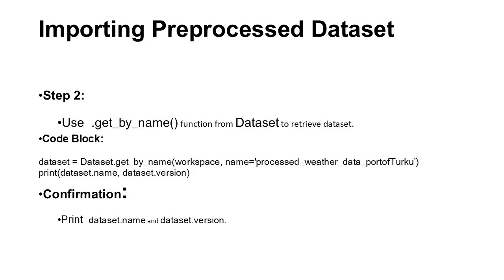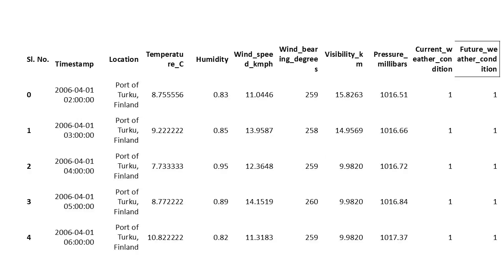So the function used is get by name, that is dataset equal to Dataset.get_by_name of workspace. You have to mention the name of the file. The name of the file is processed weather data port of Turku. Port of Turku is a location in Finland. It is the port area. The weather data set belongs to that region. So this is the data set.